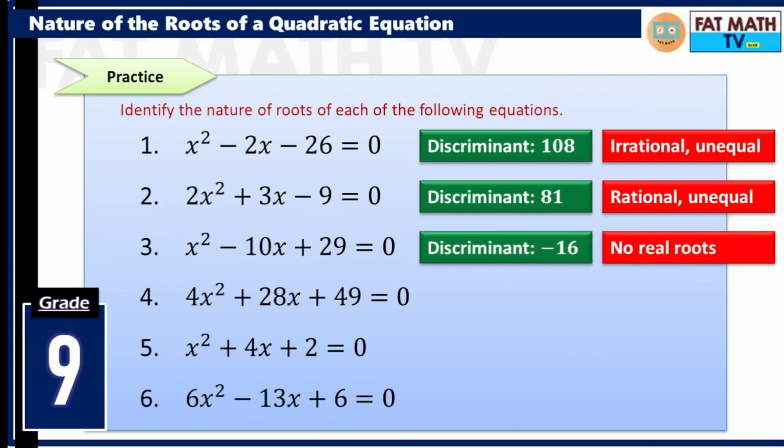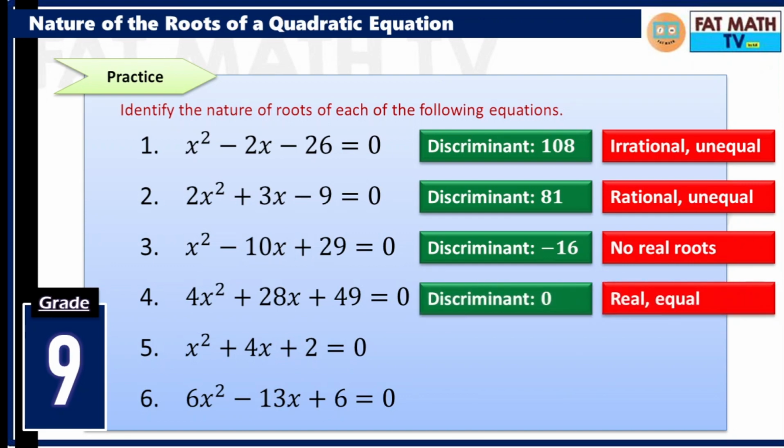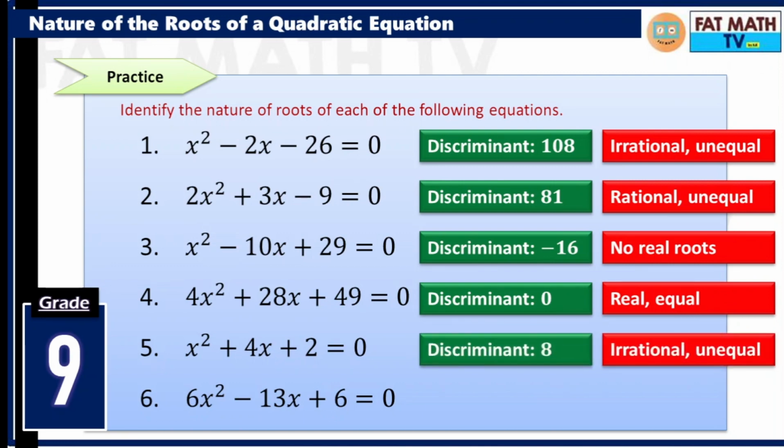Number 3, discriminant is negative 16. That's a negative number, so there are no real roots. Number 4, discriminant is 0. So real and equal roots. Number 5, discriminant is 8. That is a positive number but not a perfect square, so irrational, unequal.